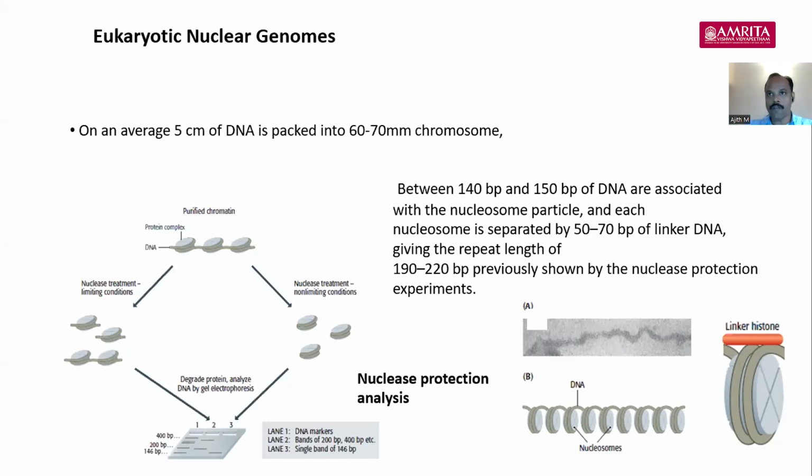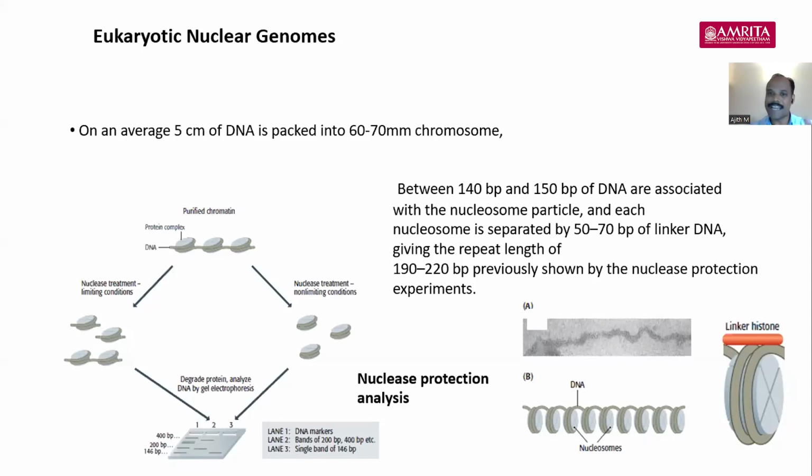So you have a string of DNA, it has to be condensed so that it fits into a smaller space. So some of the basic details about this packaging is, on an average, around 5 centimeters of DNA is condensed into a 60 to 70 millimeter chromosome. That's the condensation that we are looking at. So 5 centimeters of the DNA is packed in an orderly fashion.